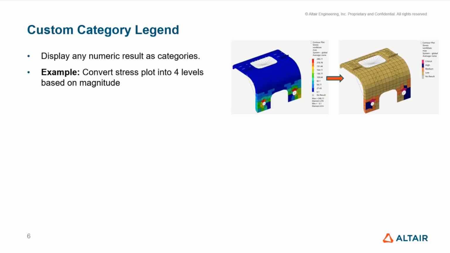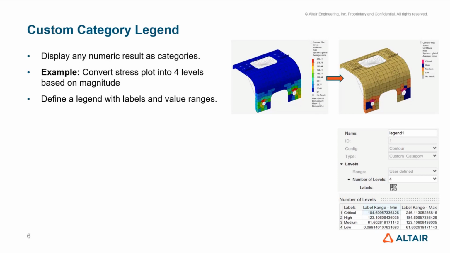Last but not least, on the pure HyperMesh post activity, you're very much aware that we have been introducing in the previous releases, thanks to the work led by Varun, the legend as an entity, with all the customization and relevant entity editor-based workflow. Now we have been introducing the possibility to display any numeric result as a category legend, meaning that, for example, you can convert a stress plot into 4 levels based on a magnitude and assign a level set from low, medium, high, and critical, but give any type of string to that.